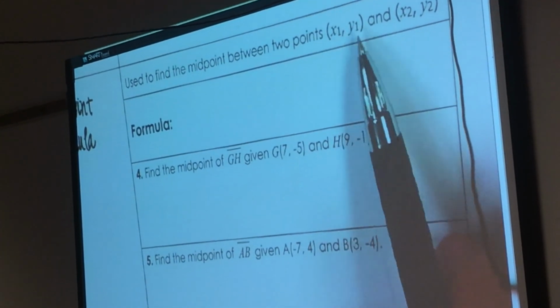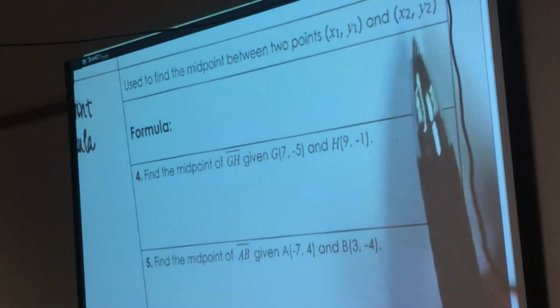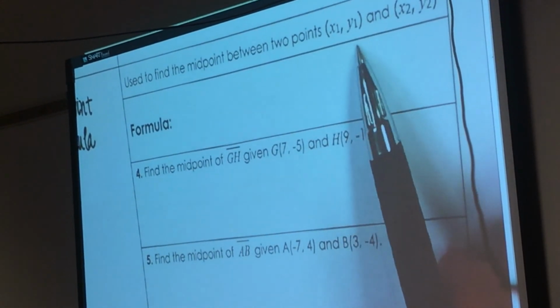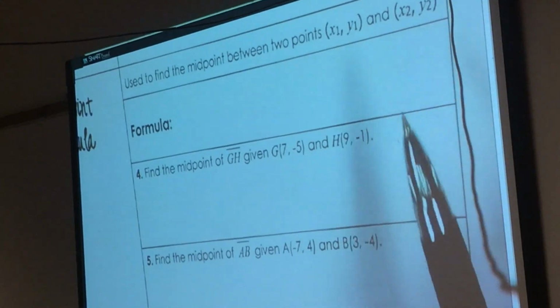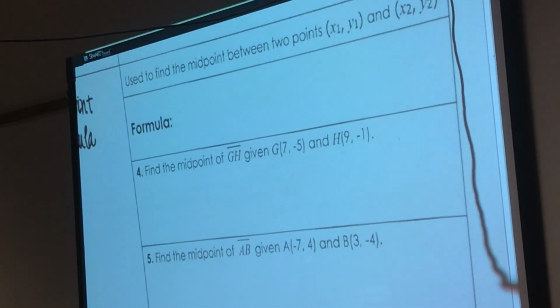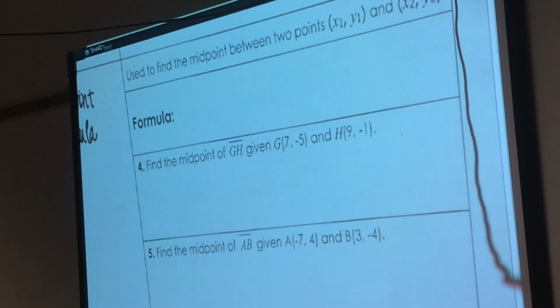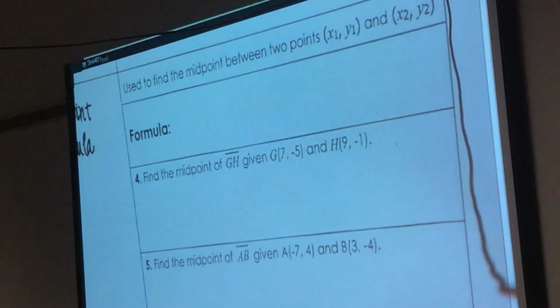When your 1 or 2 is at the bottom right of your letters, it's not saying x times 2 or x squared or anything like that. It's just saying that's the second one. So if I had 3 points, there would be an x3 and a y3. It's just saying that's the third one.